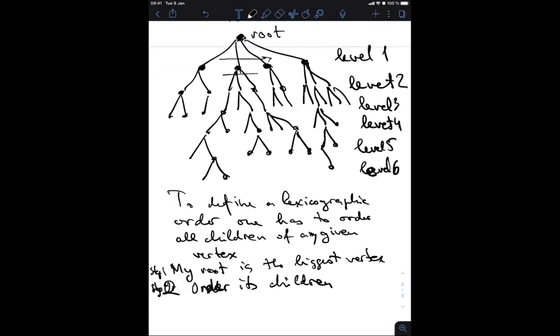And what I have to do, for one given parent, I have to order its children. Say I'm ordering these two guys. This is smaller than this. And these 3, again, so this would be the increasing order, the increasing order, the increasing order.